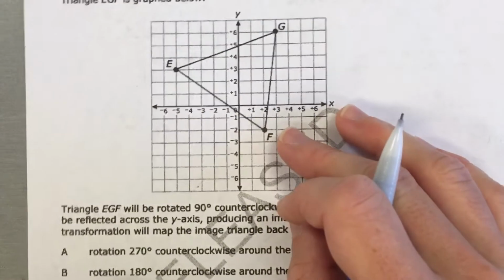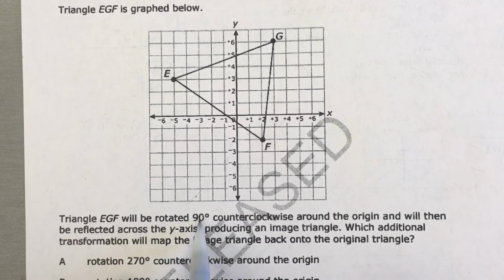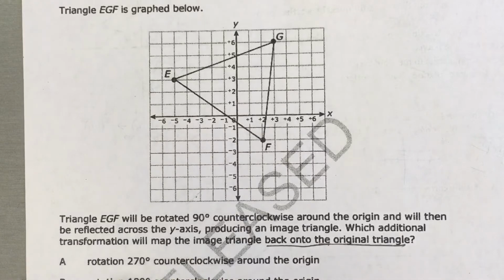All right, number 7, triangle EGF is graphed below. Triangle EGF will be rotated 90 degrees counterclockwise about the origin and will be reflected across the y-axis, producing an image triangle. Which additional transformation will map the triangle back onto the original triangle?